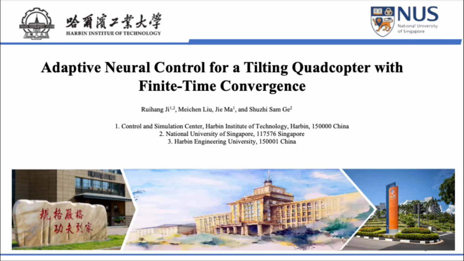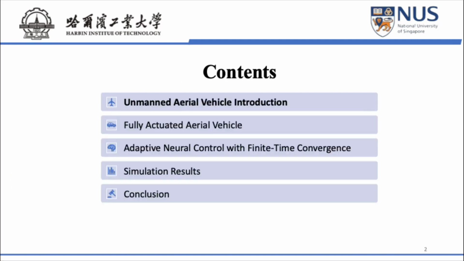Today I will share our group research about the adaptive neural control for tilting quadcopter with finite time convergence. I will divide the whole paper into the following 5 parts. First, let us review the unmanned aerial vehicles.